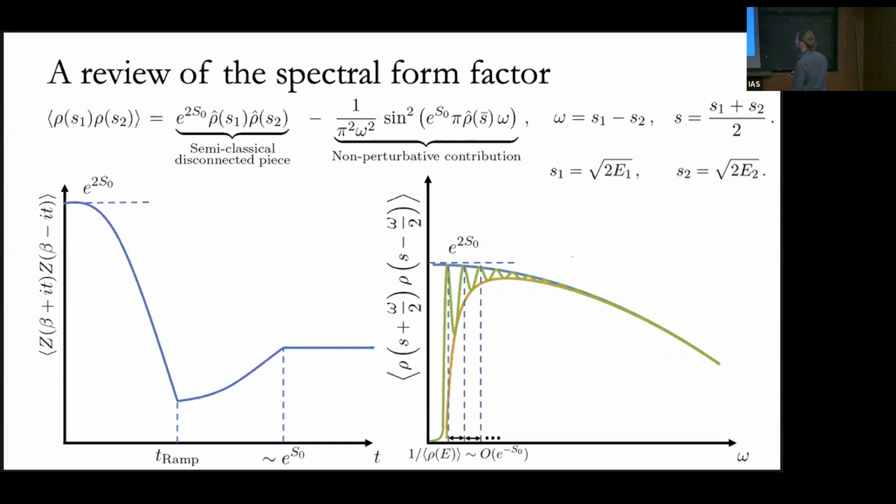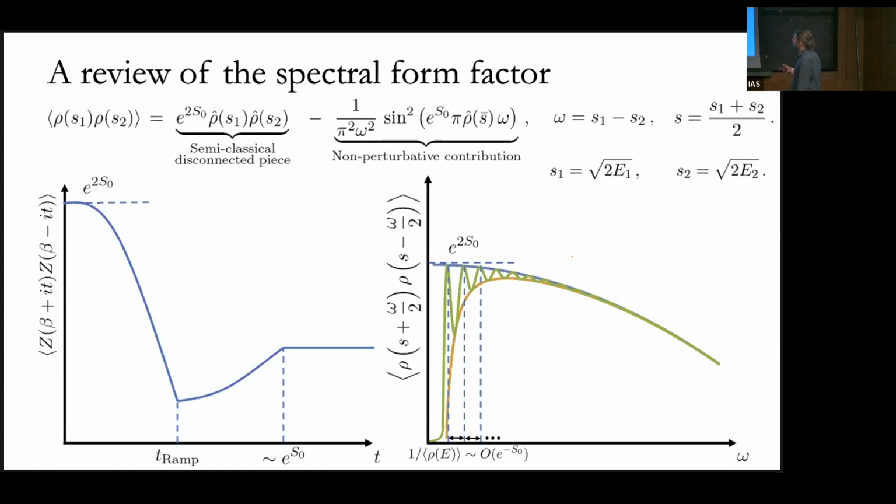It's given by the sine kernel. So this is an oscillating function whose period is proportional to 1 over the average energy density. So it means that the period of this function goes like e to the minus S0. And since this is a periodic function, it means that the sine correction is doubly non-perturbative.